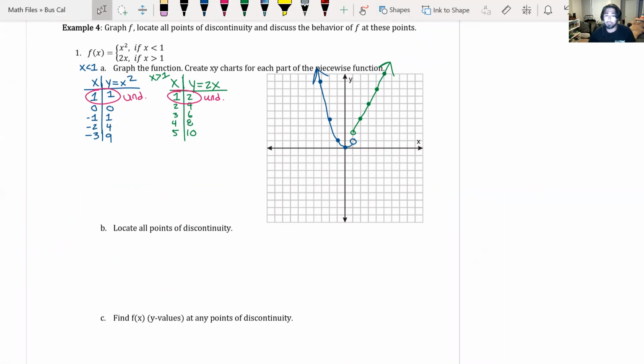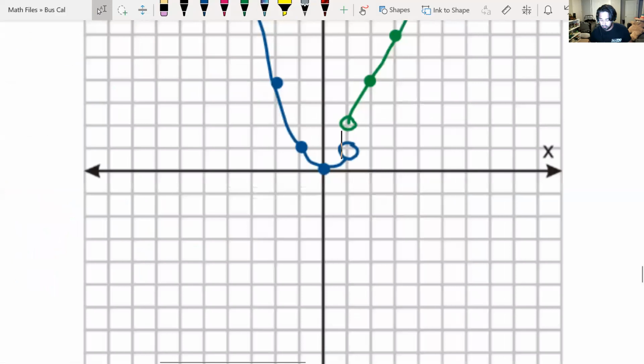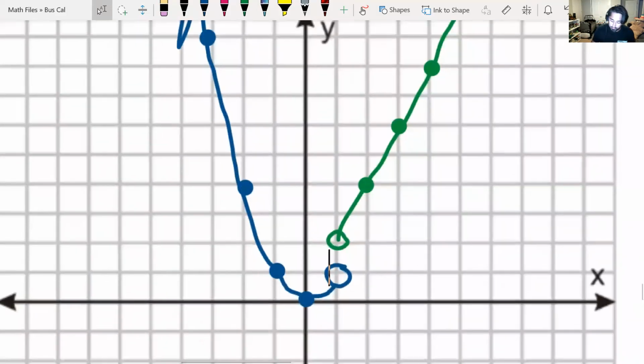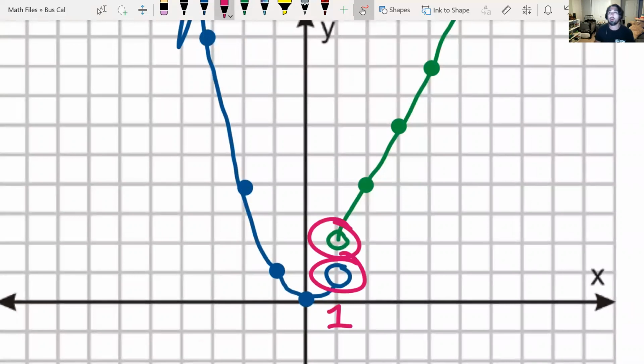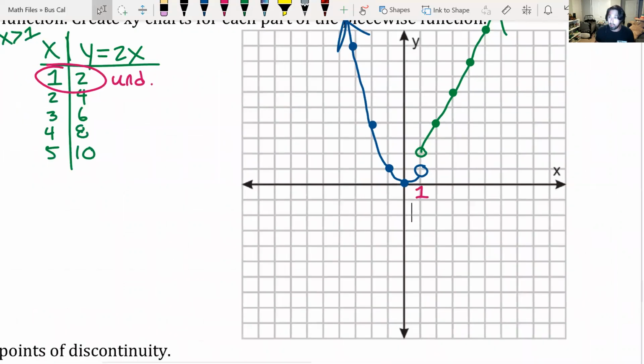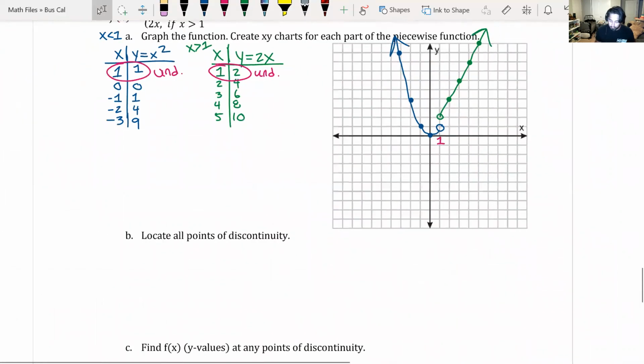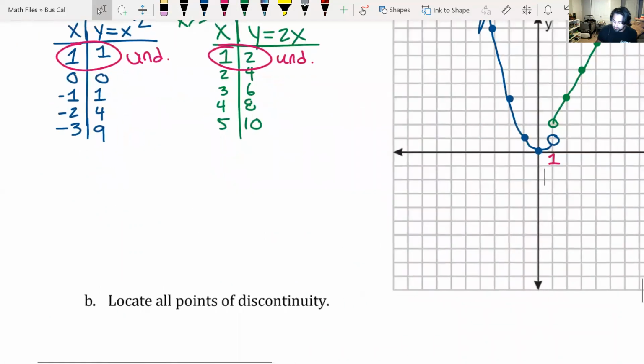Well, just looking at the graph, you can already notice where the discontinuity is. The discontinuity is going to be at x equals 1. Because if you look at the y values at x equals 1, you have an open circle here and an open circle there. So let's just go over that really fast. Let's break down the rules of continuity when x equals 1. So locate all points of discontinuity.